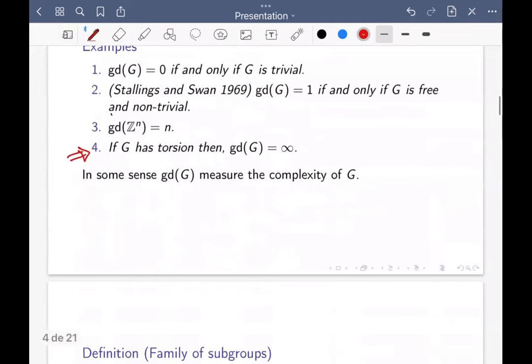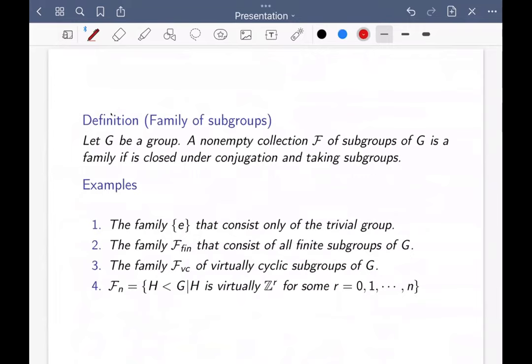Now I'm going to generalize this notion. Before that I need some definitions. Let G be a group. A nonempty collection F of subgroups of G is a family if it's closed under conjugation and taking subgroups. The first example is the family that consists only of the trivial group, and this is trivially closed under conjugation and taking subgroups. The next example of a family is the family that consists of all the finite subgroups of G. Again, this is closed under conjugation and taking subgroups.